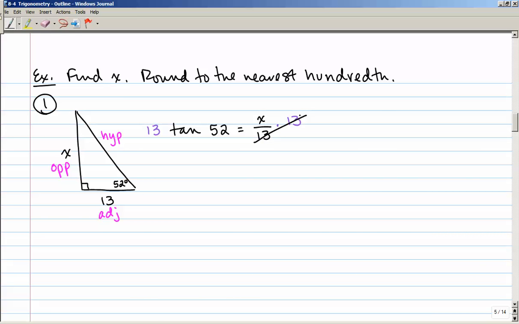So canceling those, x is equal to 13 times the tangent of 52, which actually is an exact answer, but I need to round this to the nearest hundredth. So grab your calculator and punch in 13 times, and you'll see the little tan button, tan 52, and you should get approximately 16.64.